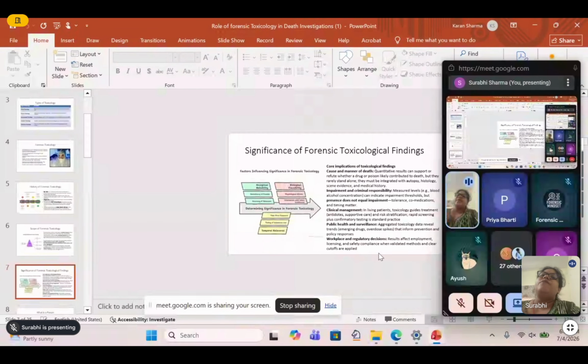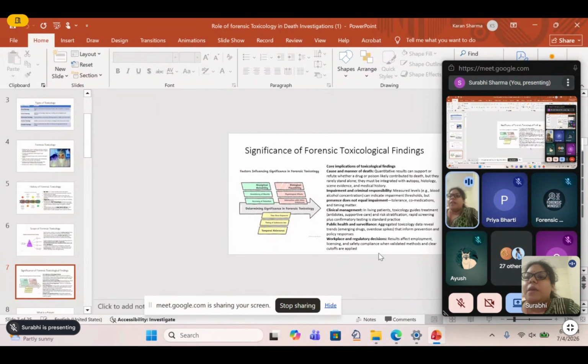It is not only that we can just say it might be because of this particular poison or that particular poison. We need to have a particular report, a scientific study, a scientific backup, which suggests that our claim is true.